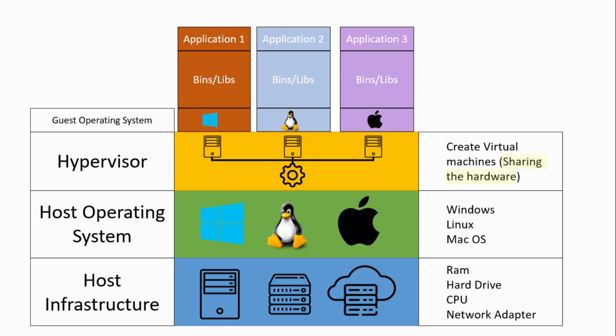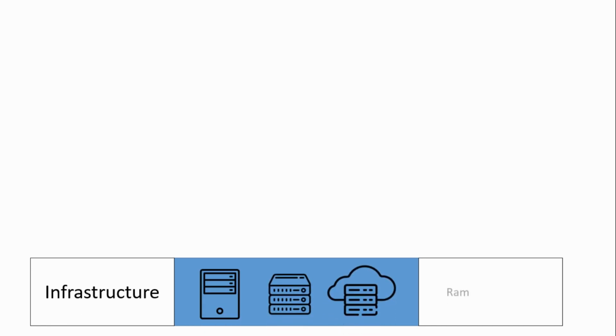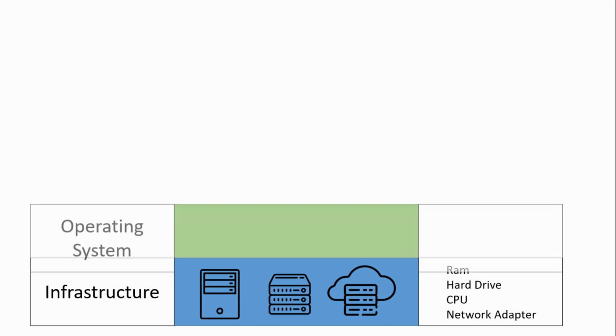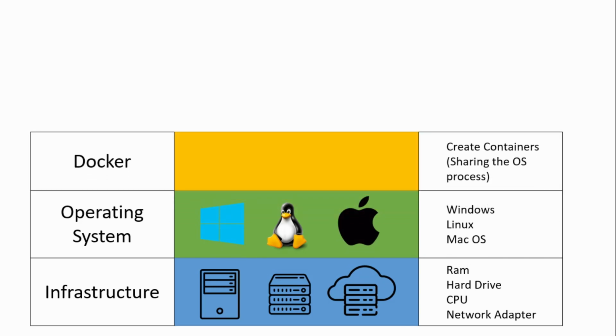But there is another way. The other way is to use Docker or some other applications for containerization. You have an infrastructure. It can be your PC, your laptop, a server, or something on the cloud, and they have RAM, hardware like hard drive, CPU, and network adapters. You need to install an operating system on them, Windows, Linux, or Mac OS. After that, you need to have an engine. Here we are talking about the Docker engine.